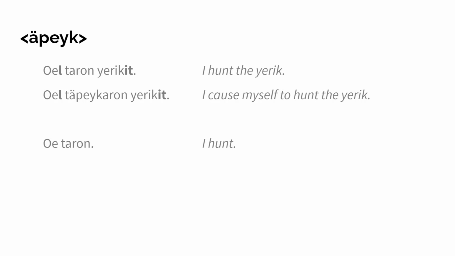If we now have an intransitive based sentence, for example, oetaron, I hunt, this happens. Oe te pekaron, I cause myself to hunt. No L ending here. Remember, if we had something with ake before, we would say something like ngal weru te pekaron, so we would treat it like a transitive verb even though it's used intransitively. With ab-bake, we always look at the base sentence. Is the base sentence intransitive or transitive? And there we get our case endings from.